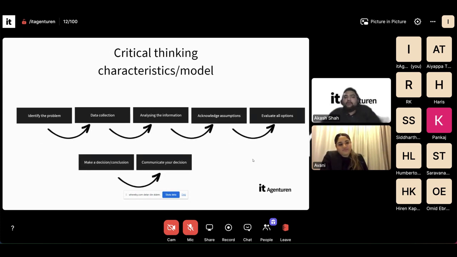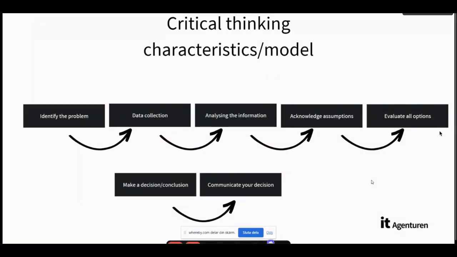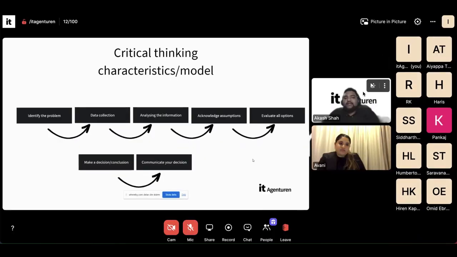So, when we talk about critical thinking characteristics and model, there are a few definitions, a few diagrammatic depictions, which tell you what you should follow, what you should not. And we have tried to gather a lot of information, and we've come up with a diagrammatic representation which represents a few of the characteristics, or I would say will give you a gist about what you should do or what you should know about critical thinking and its characteristics.